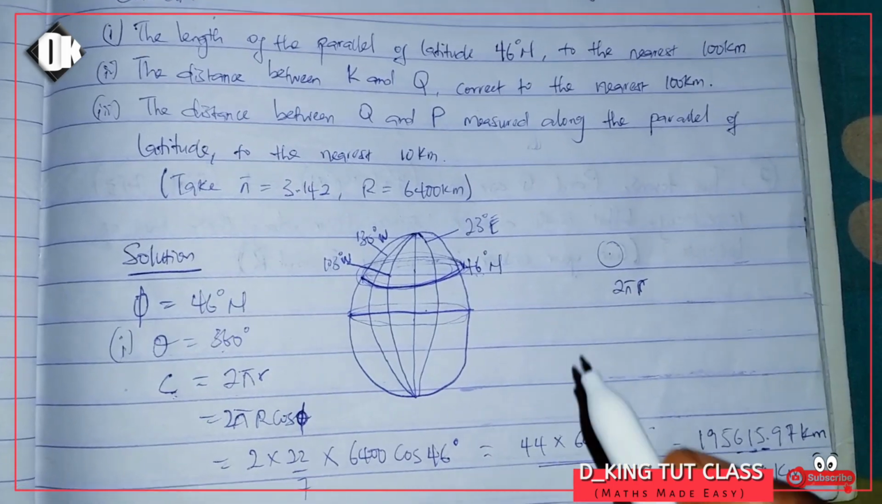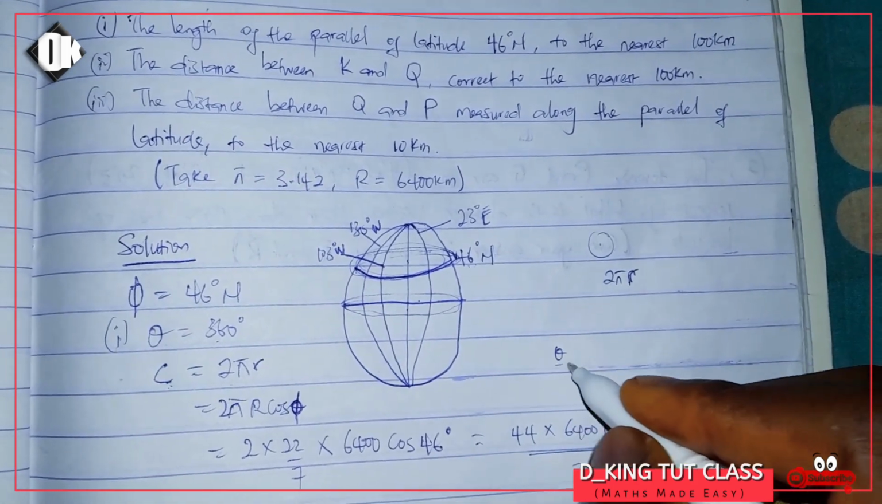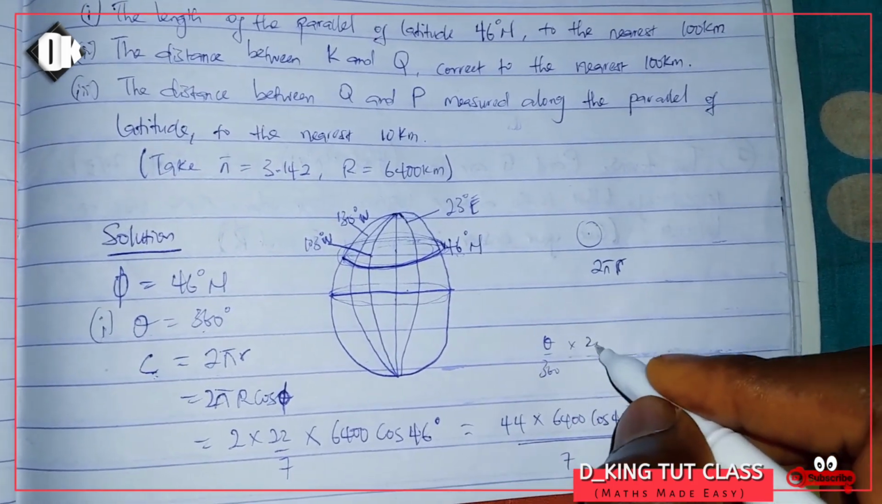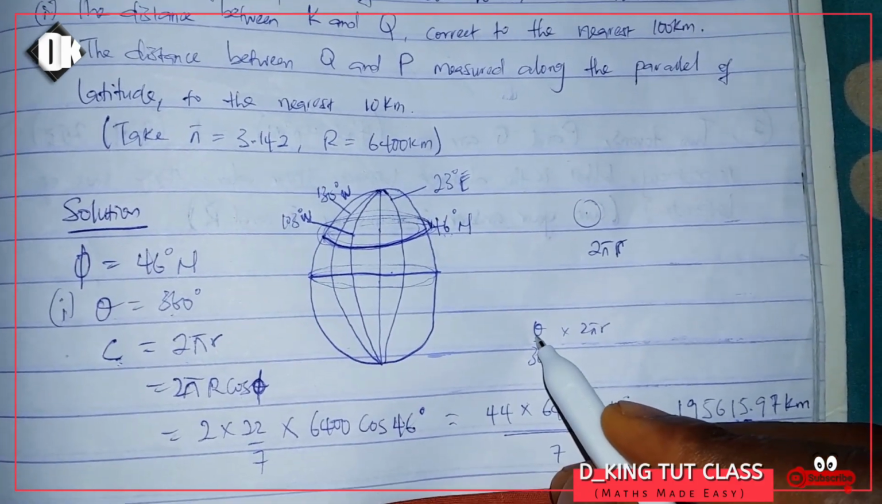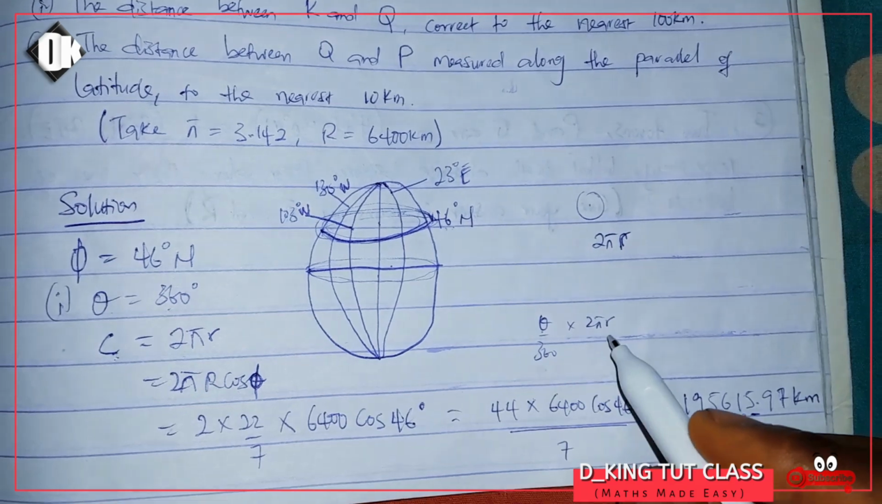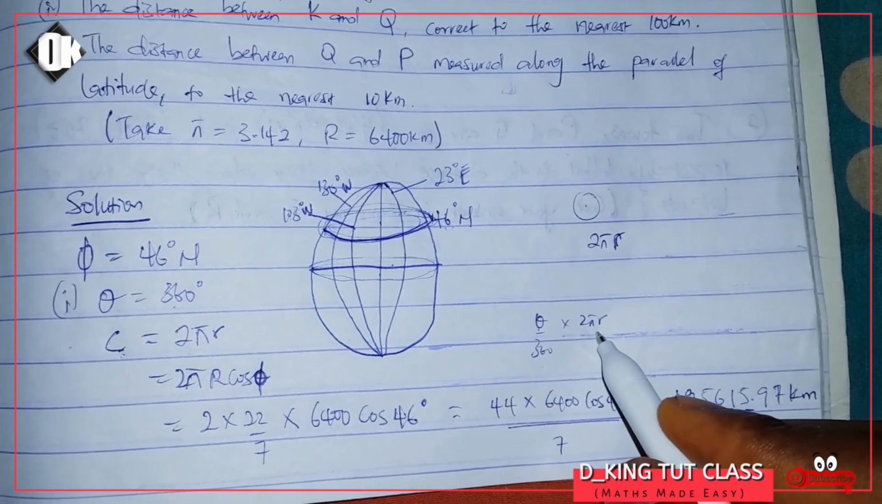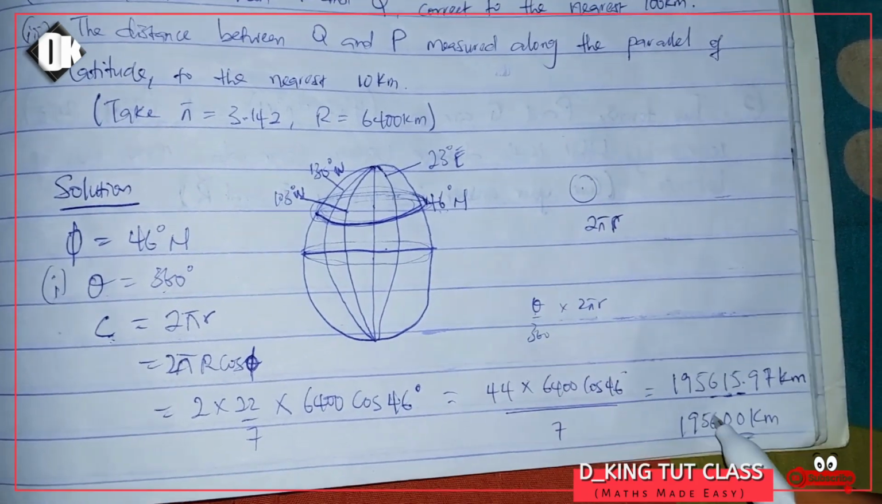If I was using my formula also, I would have said theta over 360 times 2 pi r, in which case theta here is 360. 360 over 360 is 1. 1 times this is still 2 pi r. So then you sum and get your answer.